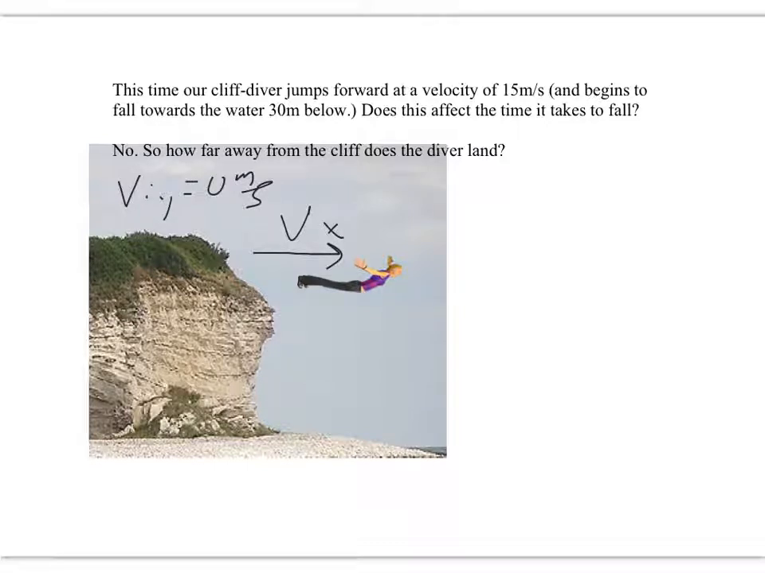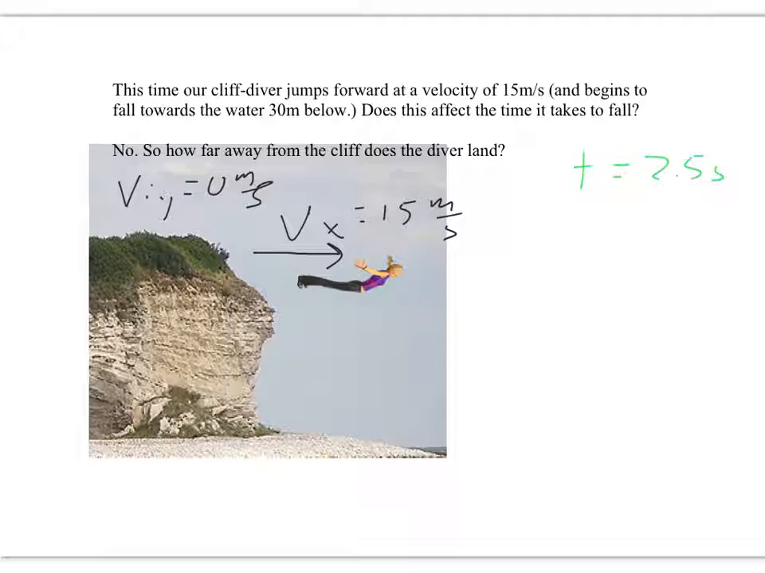Since she's just jumping forward, her initial vertical velocity starts off as 0. It's not going to stay that way for long because gravity is going to cause her to accelerate as she falls, but to begin with, she's only got horizontal velocity, and that horizontal velocity is given as 15 meters per second. Because there's no initial vertical motion, the time that she's going to be in the air is still going to be that same 2.5 seconds. So let's write that down because that's pretty important. 2.5 seconds.